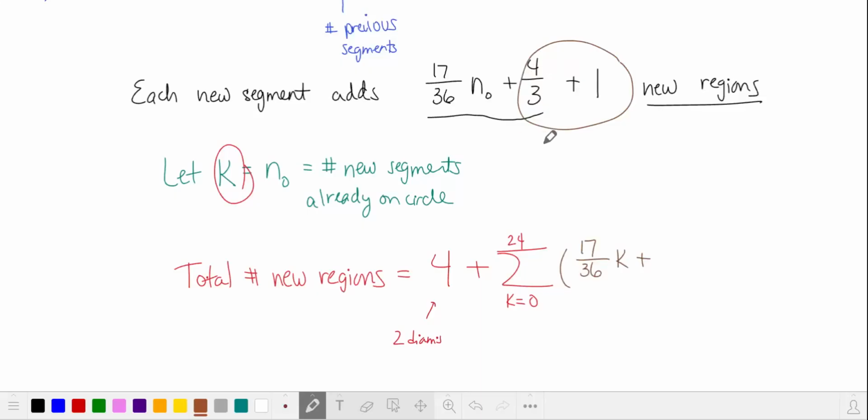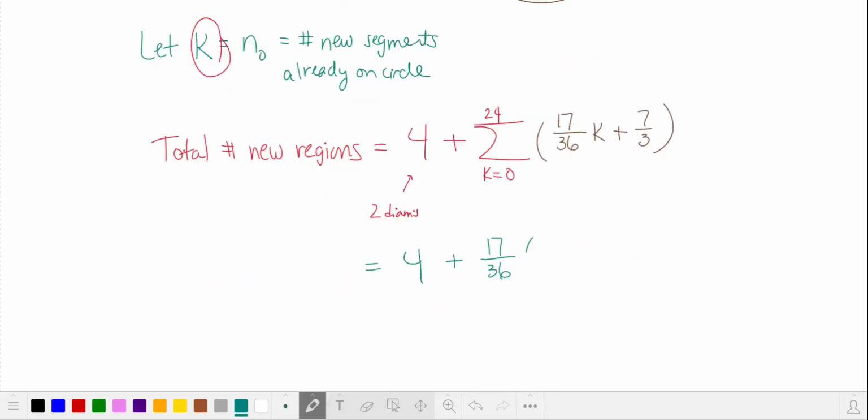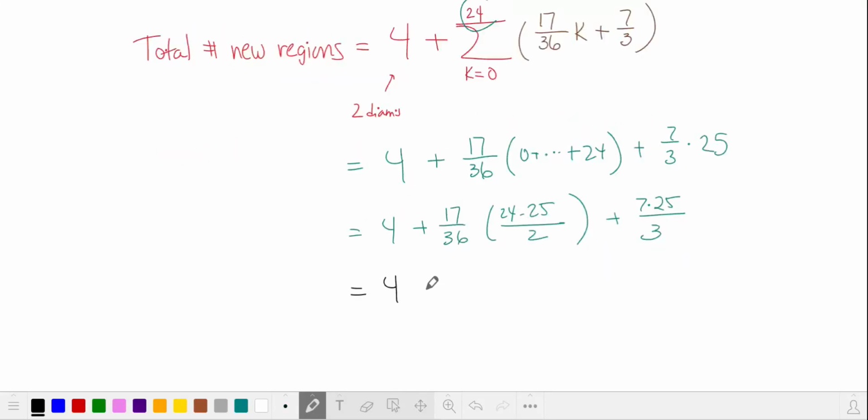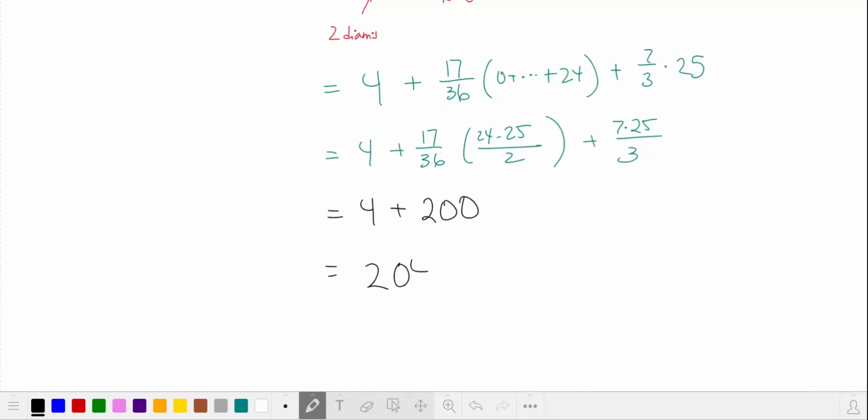4/3 contributes to the number of new intersecting points from the diameter, plus 1 for our formula for the number of new regions. This is 17/36 times K as K goes from 0 up to 24, and we're going to add 7/3 25 times. Adding up and simplifying these fractions, our answer is 204 regions.